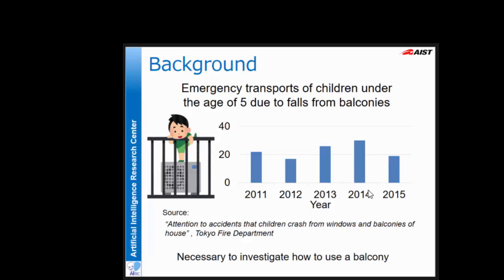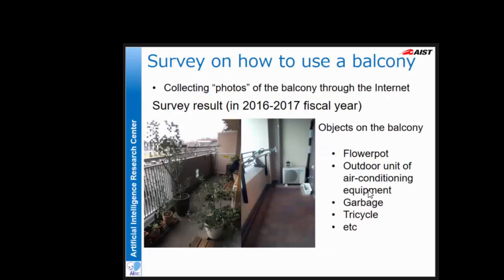There is a need to investigate how to use the balcony. So we collected photos of the balcony through the internet. As a result, we found out that there are objects such as flower pots, outdoor unit of air conditioning equipment, and garbage, tricycle, and so on often placed in the balcony.